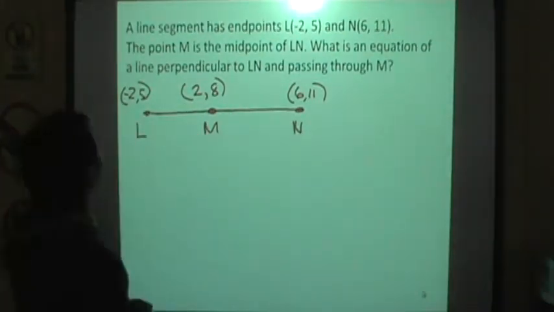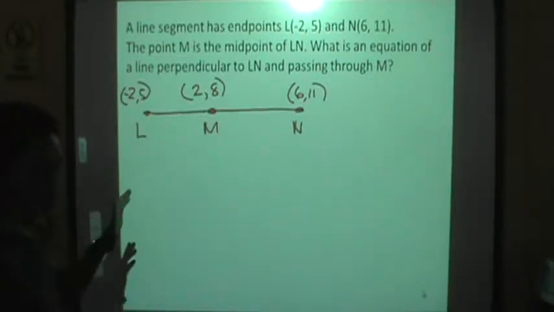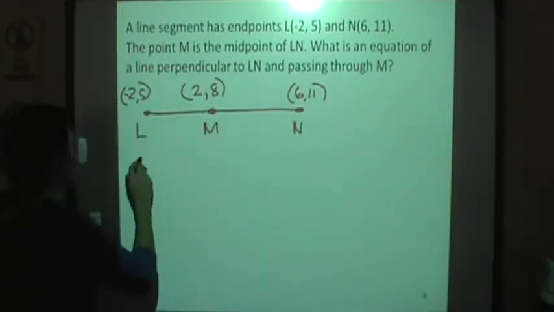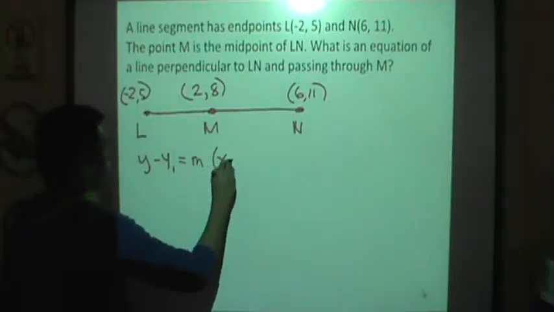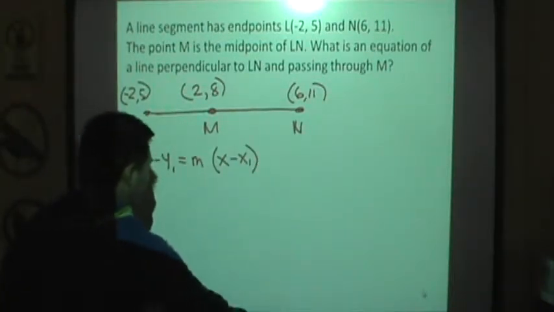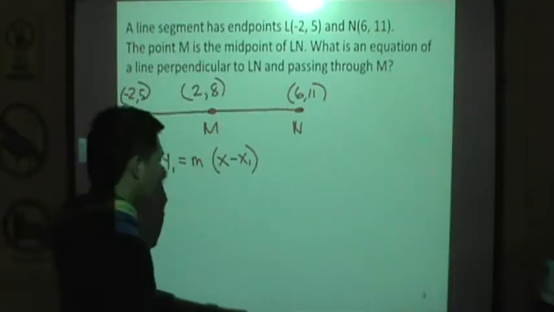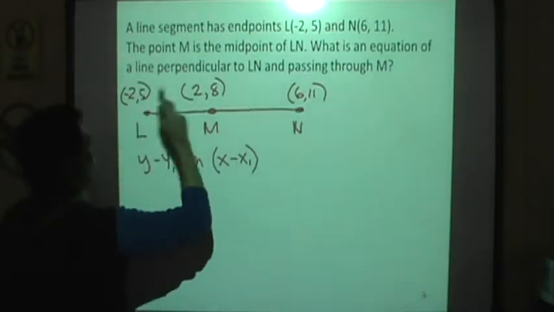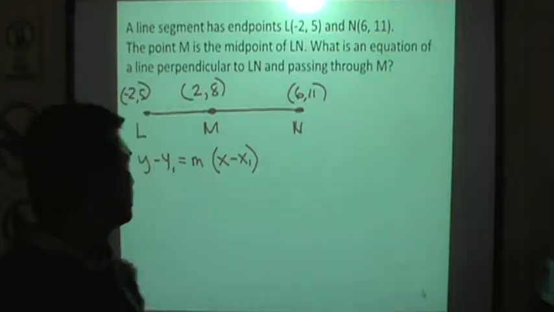Okay, we got it? Now, what is the equation? Equation means y minus y1 equals m times x minus x1. I asked you before that you really need to memorize that formula when you're solving for the equation. So that means we need to find the slope first. Because you have a line segment here and you have 3 points, you can use these 2 points, or these 2, and you are going to get the same answer.